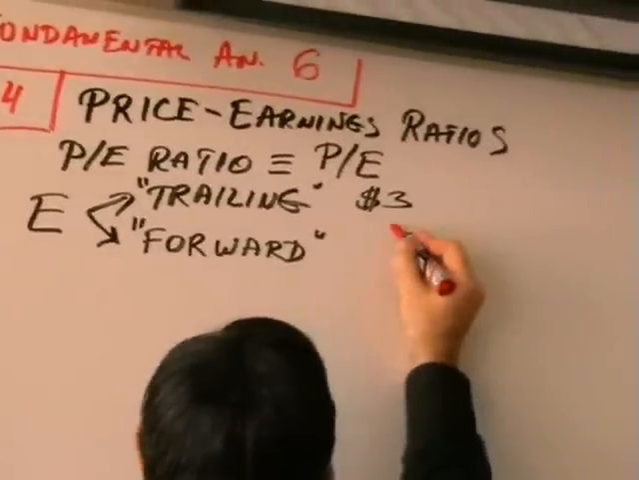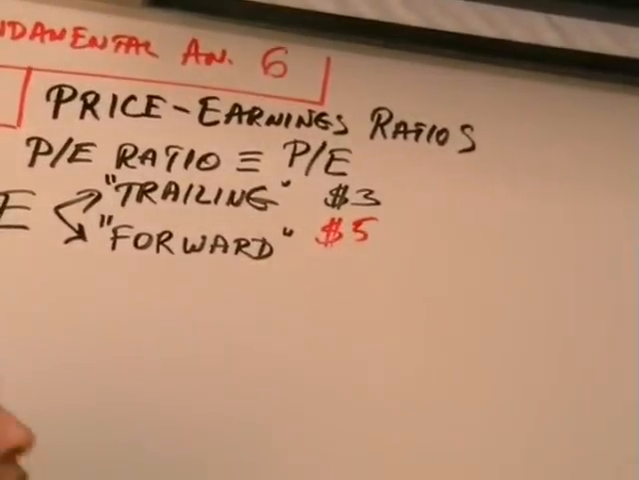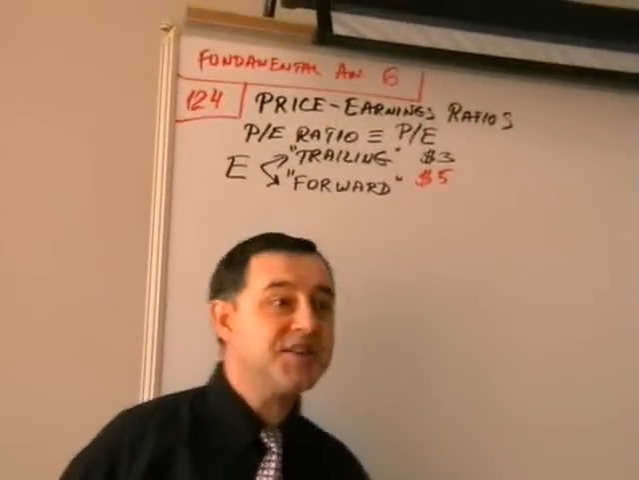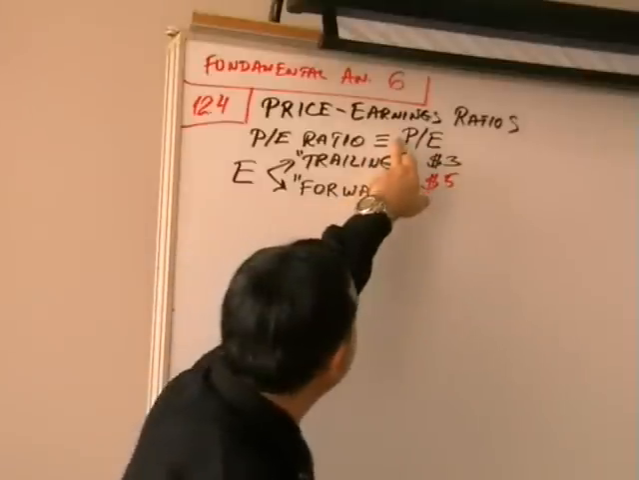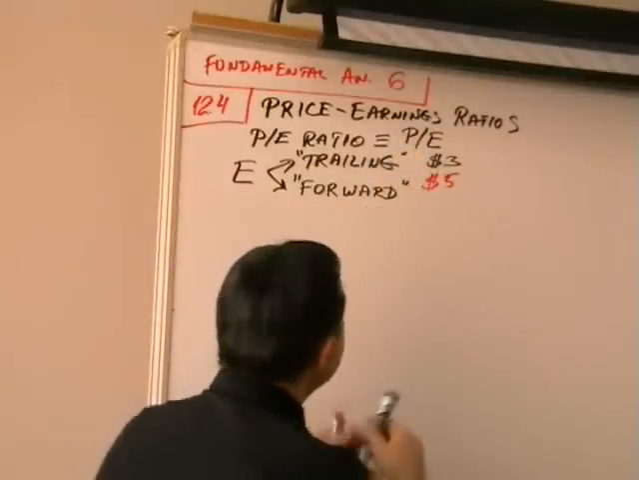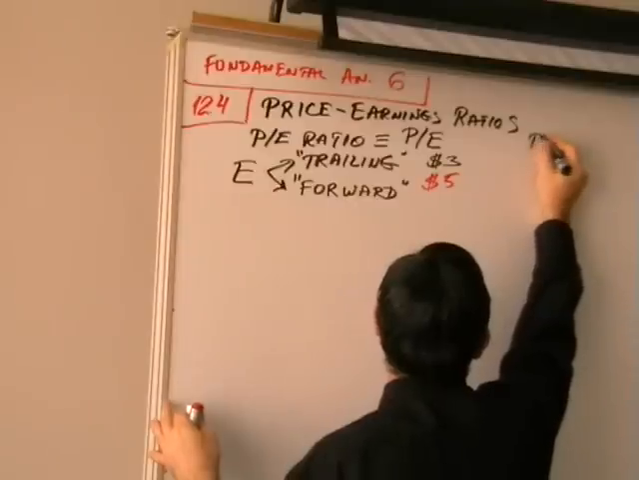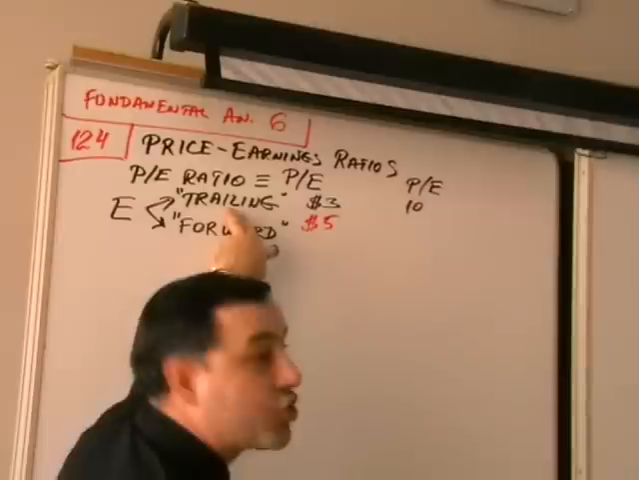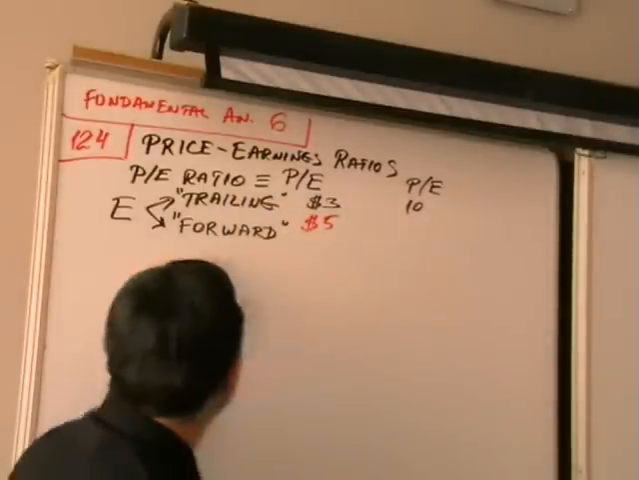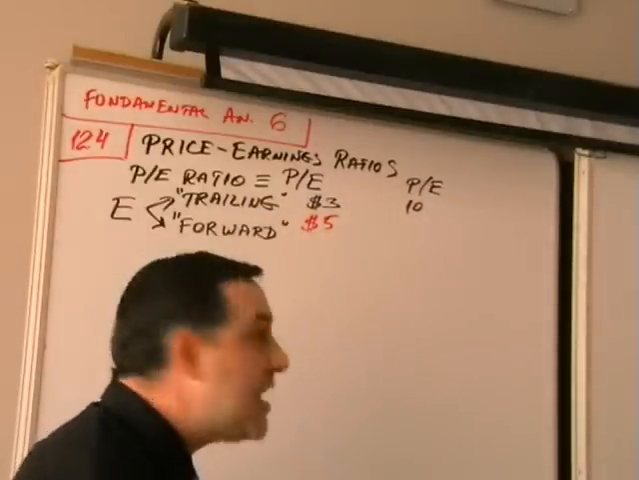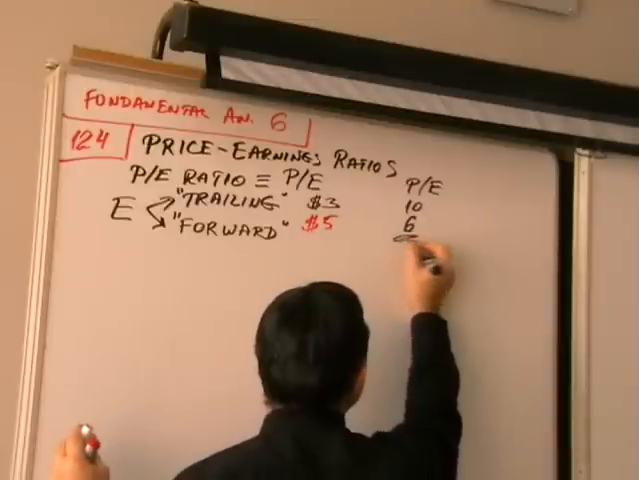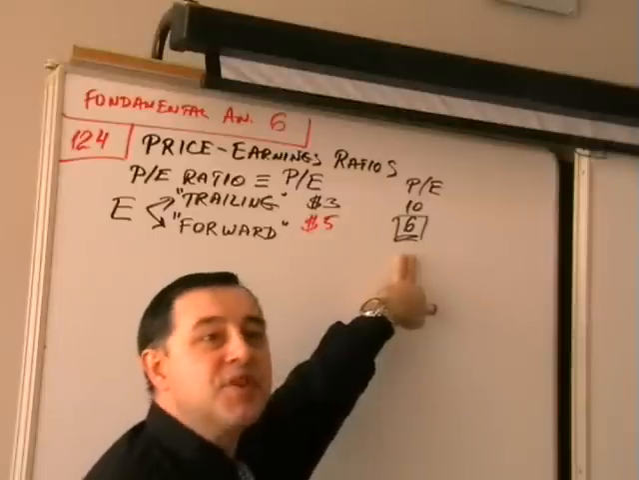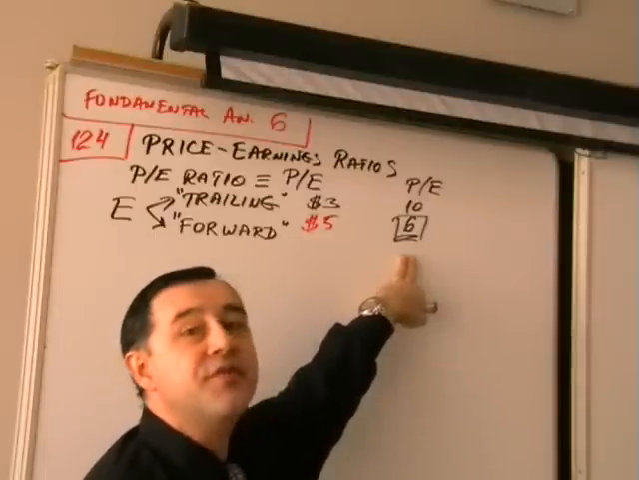No, five. So they are saying if the price today is 30, you're paying price 30 divided by 3 income, the PE ratio is 10. But again, this is not the PE. You call it the trailing PE is 10, while the forward is? Six. And Wall Street says, see, a forward PE ratio of 6 is cheap. The stock is cheap. The stock is undervalued.